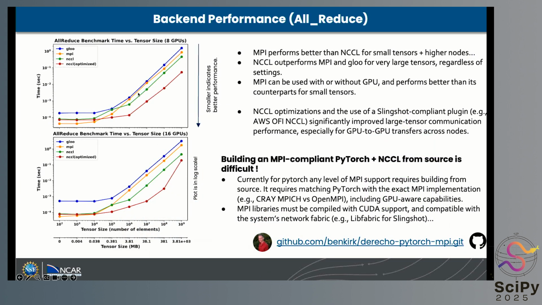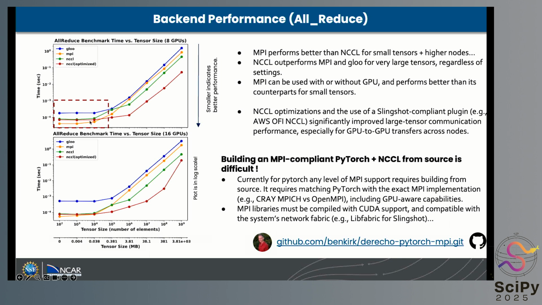And these are some benchmarking results of the different backends. You can see for 8 GPUs, this is 2 nodes, Gloo, MPI, NCCL, and the optimized NCCL. And this is just a bunch of different environment variables for optimizing NCCL. And this is just speed. You can see how much faster, because it's log scale, NCCL is on big tensors, when we are moving big tensors between the GPUs.